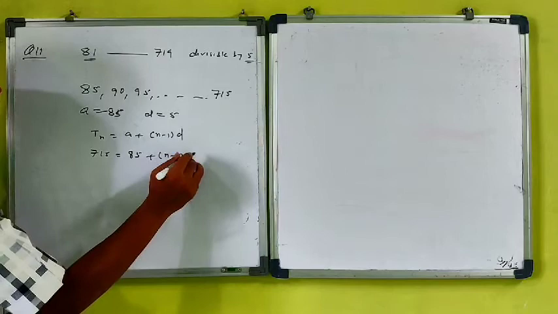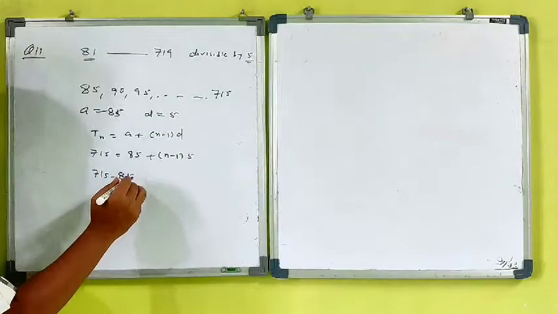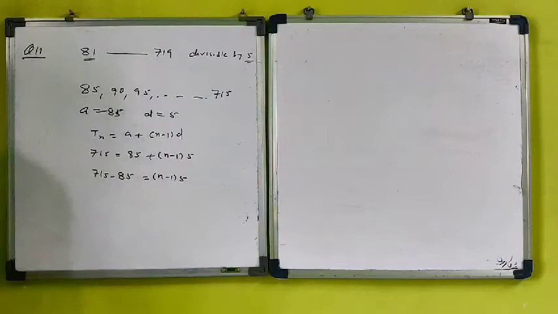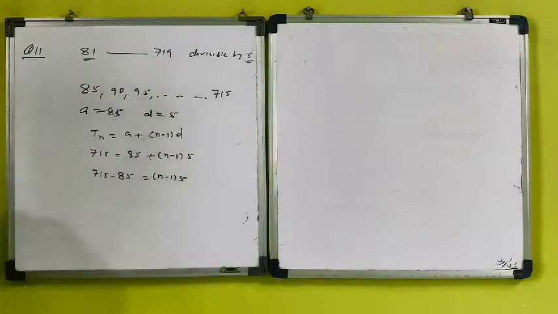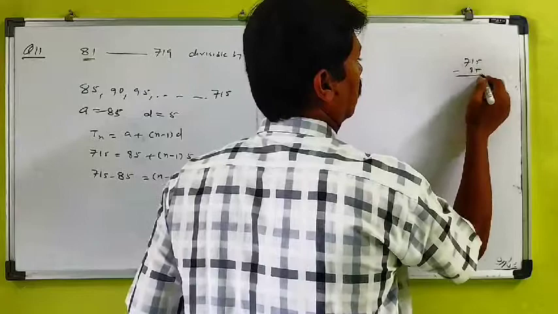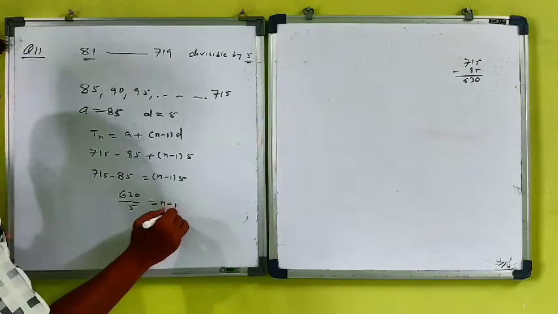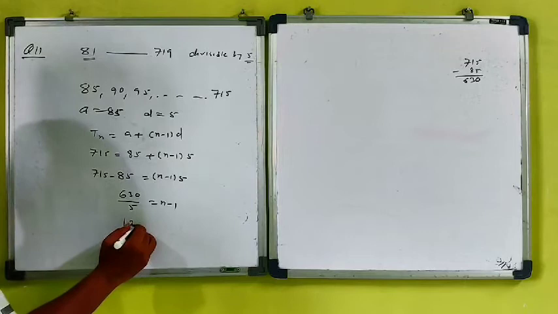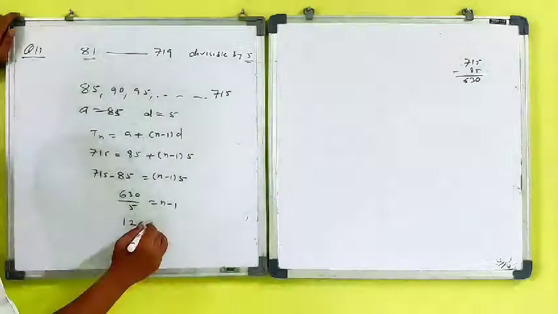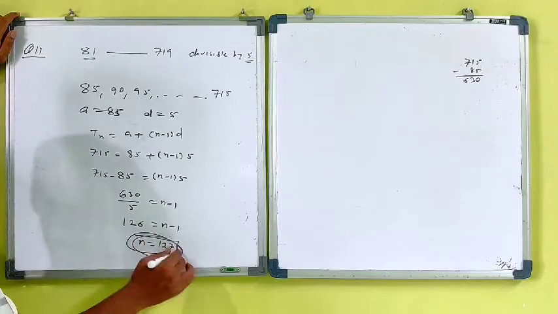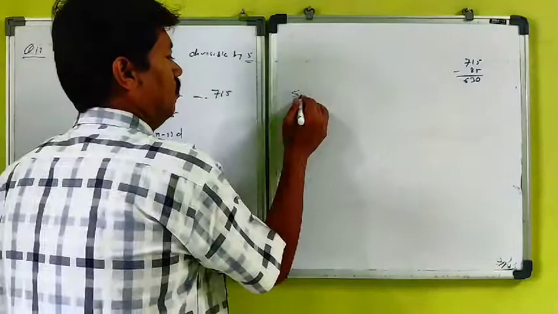This goes to this side. So that's 715 minus 85 is equal to n minus 1 into 5. So what is 715 minus 85? It is 630. So 630 divided by 5 is n minus 1. So divide this by 5. 5 ones are 5, 5 twos are 10, remaining 3, so it's 126, n minus 1. So n is equal to 127. So here the value of n came out as 127. That means the required sum is nothing but the sum of 127 terms.